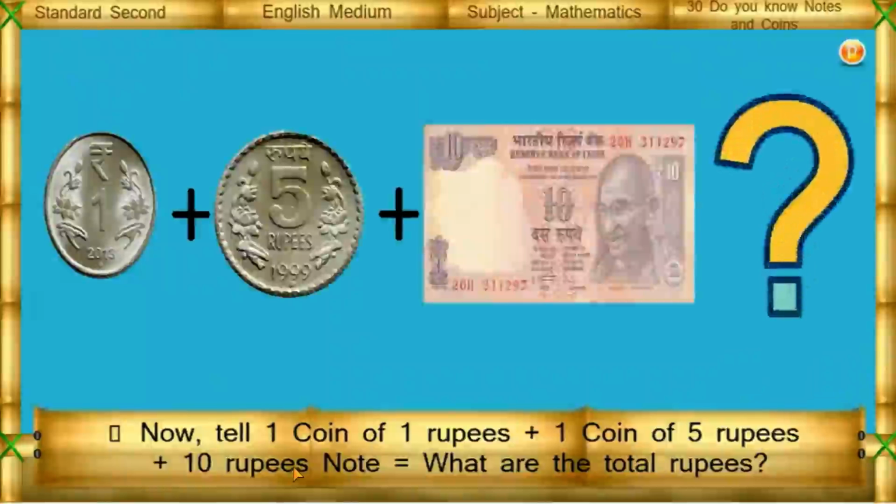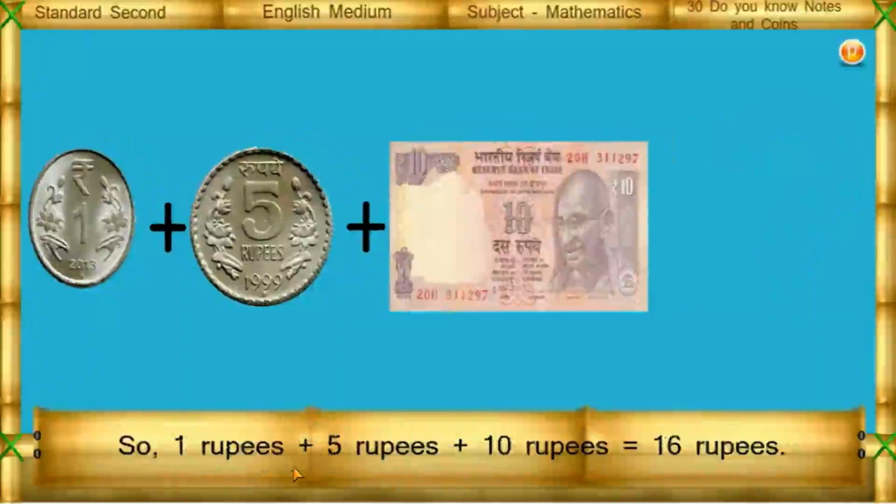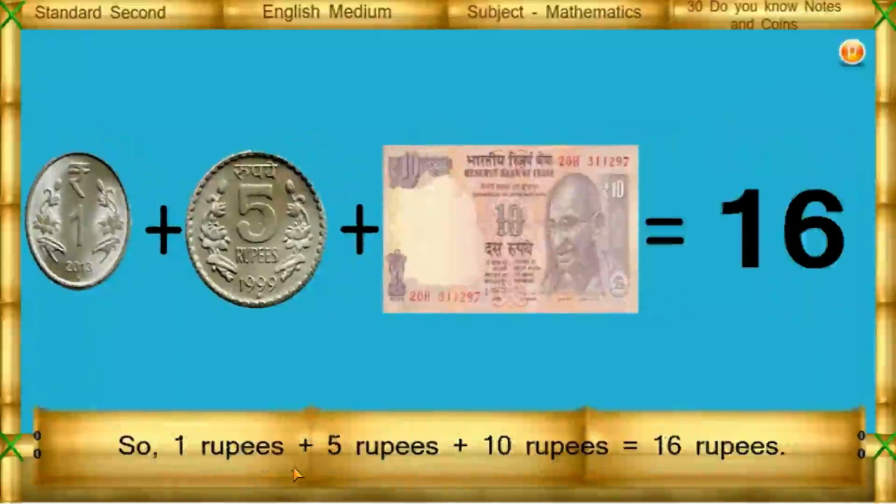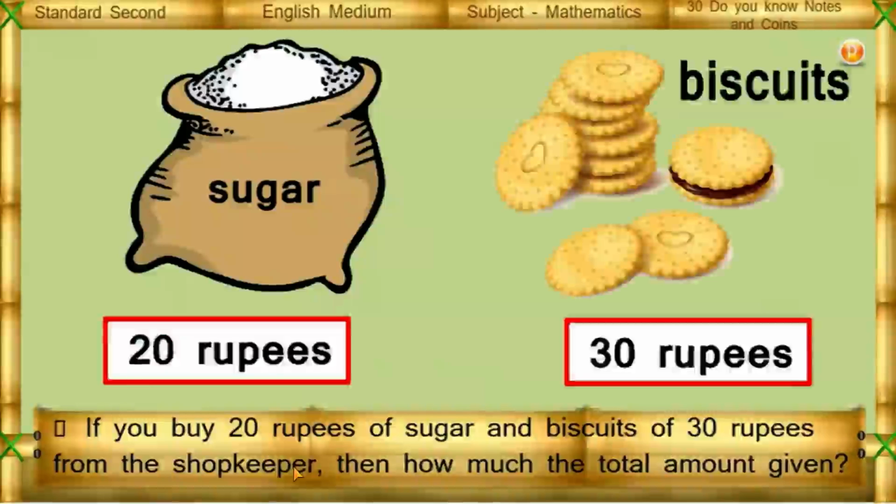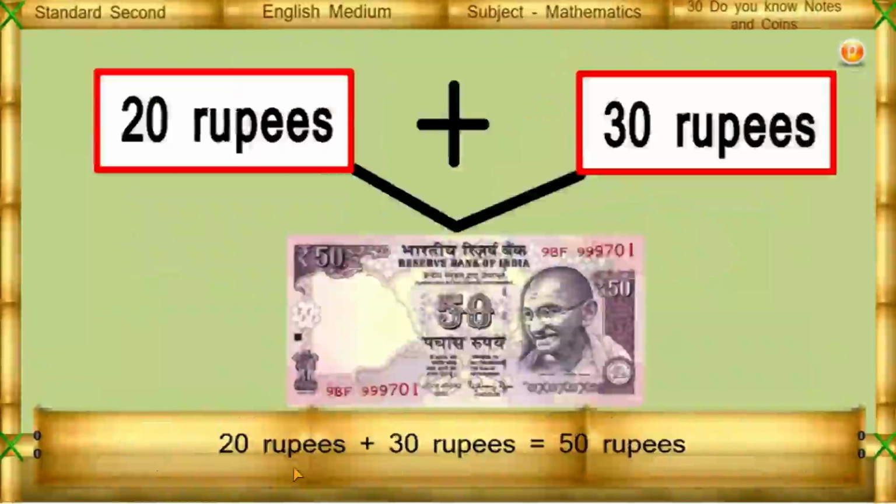Now tell me, 1 coin of 1 rupee plus 1 coin of 5 rupees plus a 10 rupee note equals what? What are the total rupees? So, 1 rupee plus 5 rupees plus 10 rupees equals 16 rupees. If you buy sugar for 20 rupees and biscuits for 30 rupees from the shopkeeper, then how much total amount is given? 20 rupees plus 30 rupees equals 50 rupees.